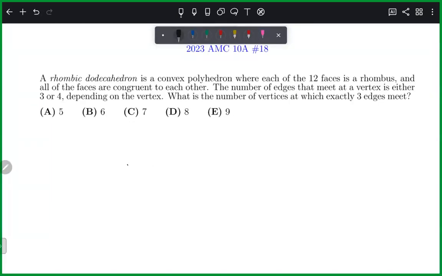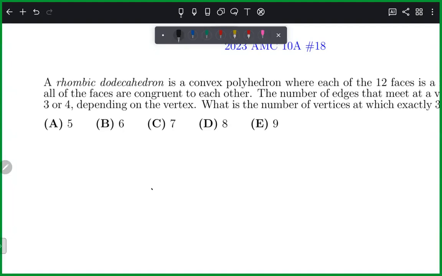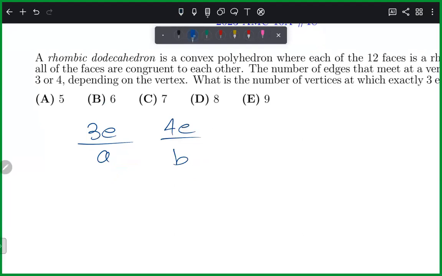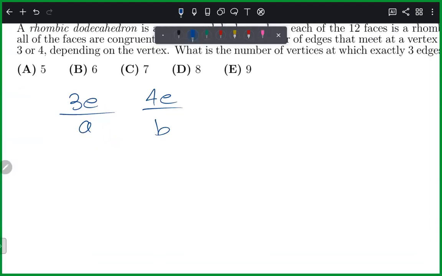Okay, so let's assume that there are A vertices for which 3 edges are intersecting, and there are B vertices at which exactly 4 edges are intersecting. Now, the very first thing that I'm going to count is the number of edges. So how many edges do we have?